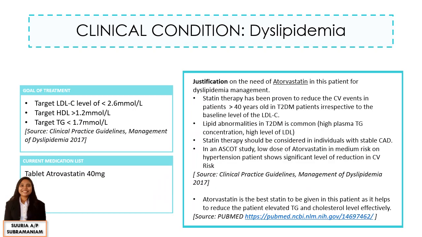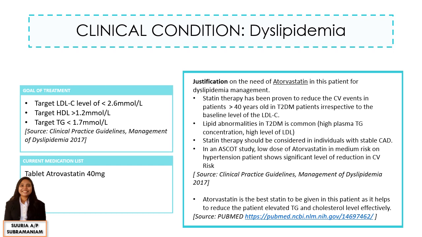Clinical condition of this patient would be dyslipidemia, and the goal of treatment for this patient would be target LDL level will be less than 2.6 mol per liter, target HDL level will be more than 1.2 mol per liter, and target triglyceride level will be less than 1.7 mol per liter. Currently, the patient is on tablet atorvastatin 40 mg for the past 18 years.